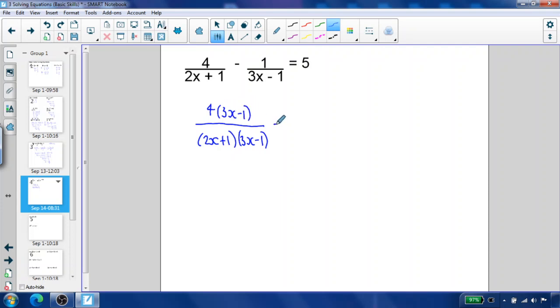And here I've got a minus. I've multiplied this denominator by 2x plus 1. So I'm going to have to do the same to the numerator. So I don't really need to include that bit. I'm still going to put it in brackets though. And remember, it's over 2x plus 1, 3x minus 1.